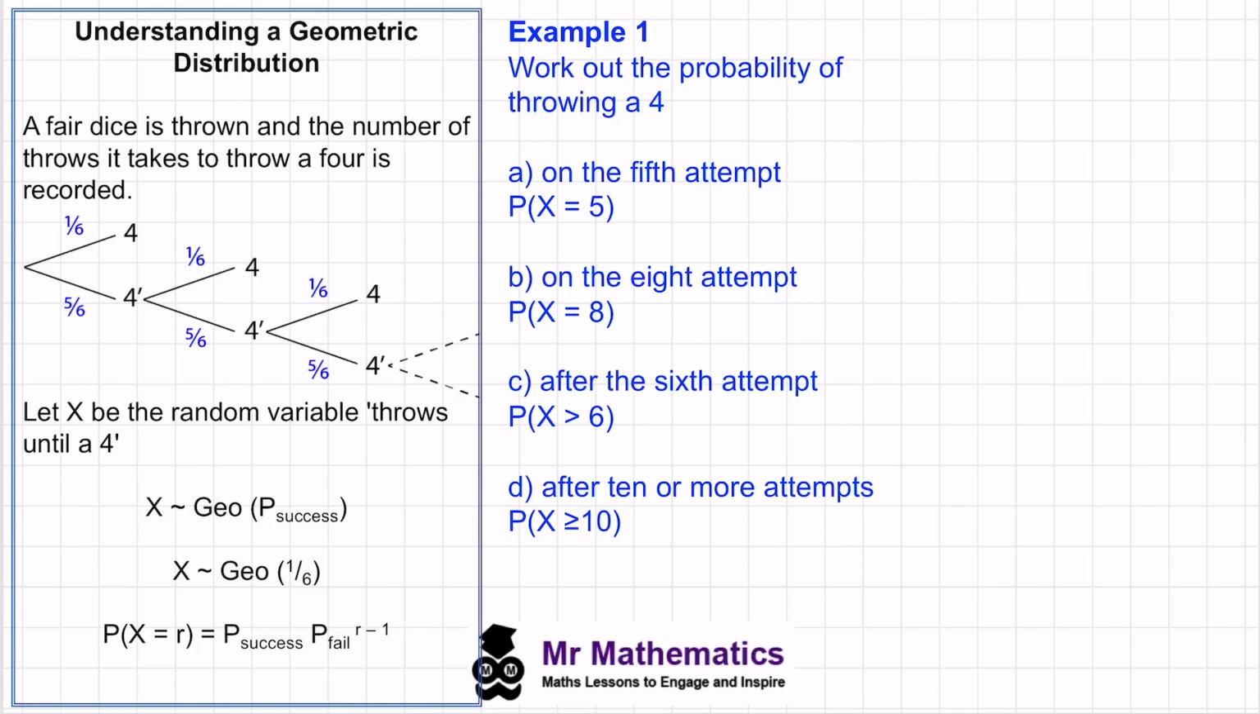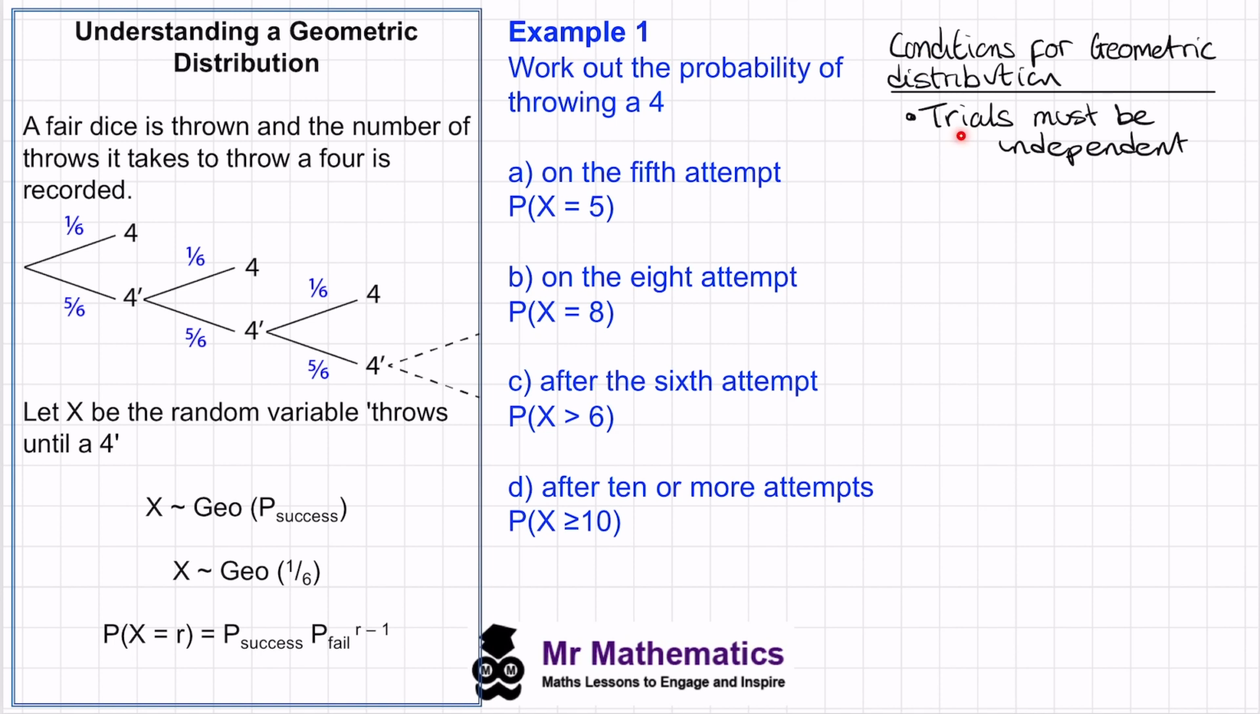Hello everybody. In this video, we're going to look at understanding a geometric distribution. A geometric distribution is when we look at the number of times it takes for something to happen for the first time. And for it to be modeled geometrically, it needs to obey two conditions. The first condition is that the trials must be independent. And the second condition is that there must be a constant probability of success for the different trials.